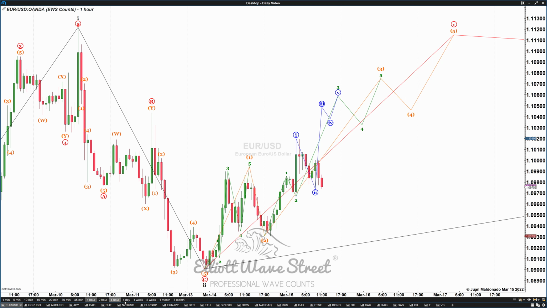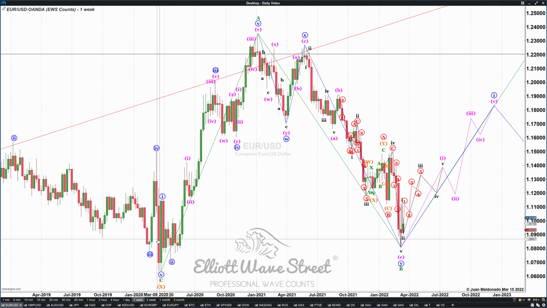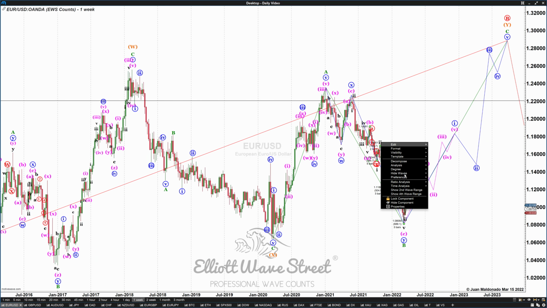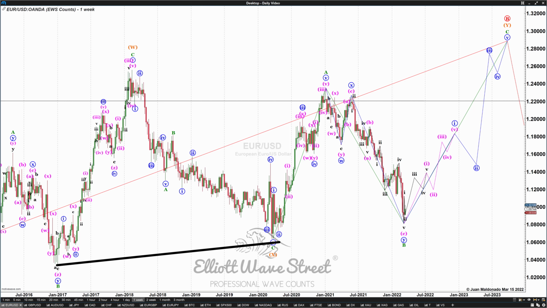What if we go to the weekly chart and we start talking about the price action from here? I'm going to hide some of the waves, so it would be better to have the price here. All right. So look, the first support area that I want to show here is this one.